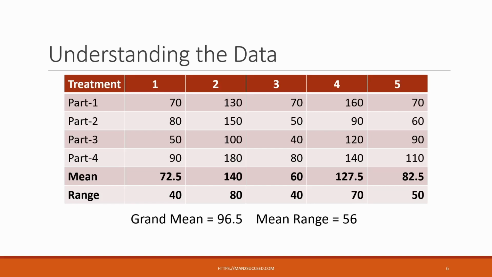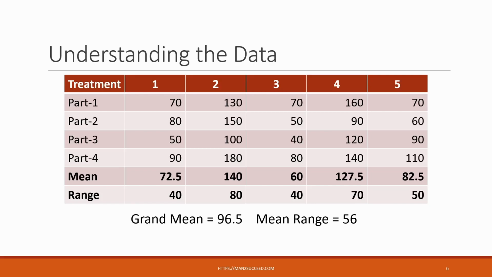The range is calculated as the highest value minus the least value. For the first treatment, the highest value is 90 and the least value is 50, so 90 minus 50 is 40. Similarly, for the second treatment the largest value is 180 and the smallest value is 100, so 180 minus 100 is 80. Like that, for the fifth treatment it is 110 minus 60, that is 50.